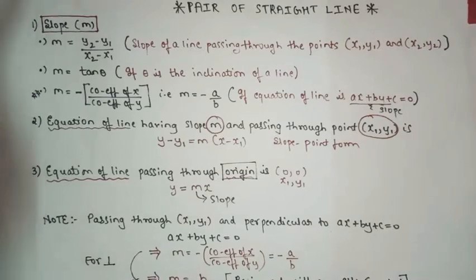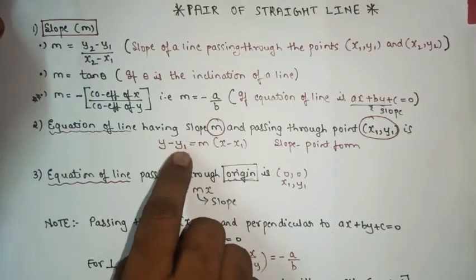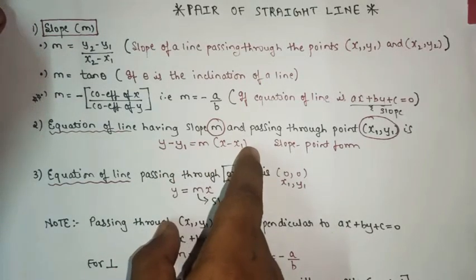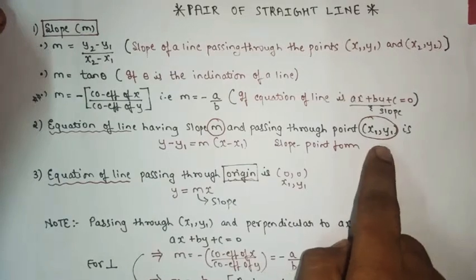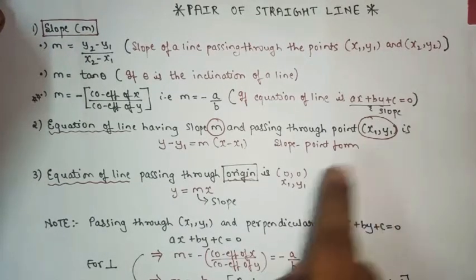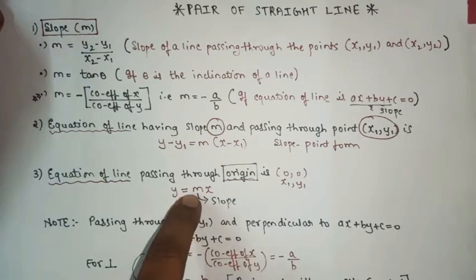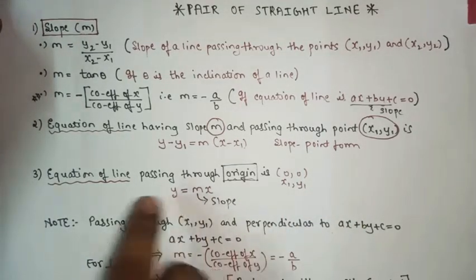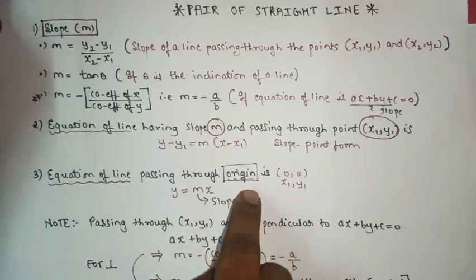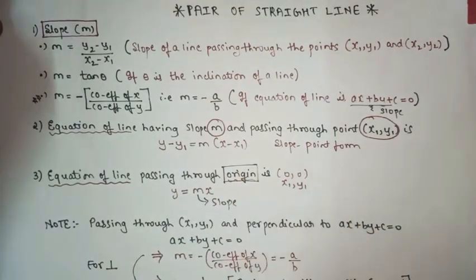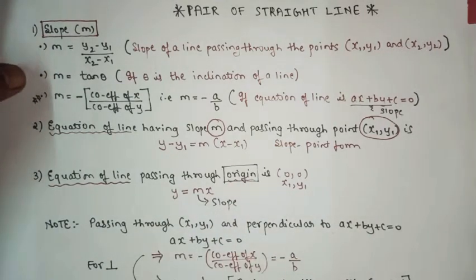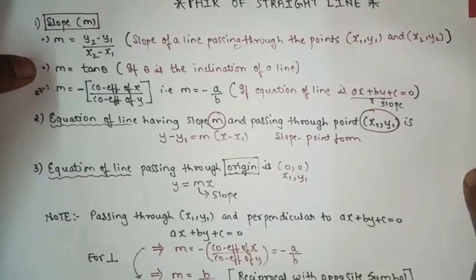Okay, now this formula will play an important role: y minus y1 equal to m times x minus x1, where you have the slope as well as the point. The second formula is also very important, but there are not many sums in the exercise where you will see the equation of line passing through the origin. If it does come, then straight away apply this formula. Okay, now note down.